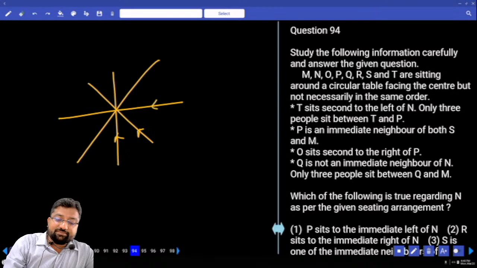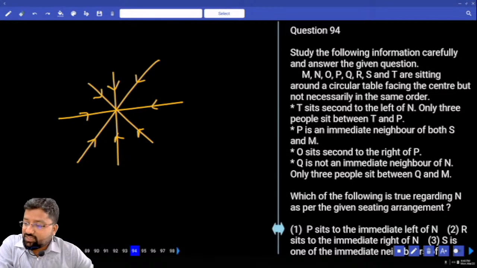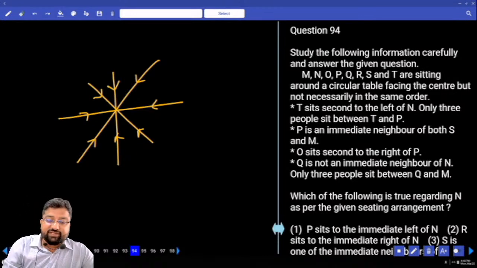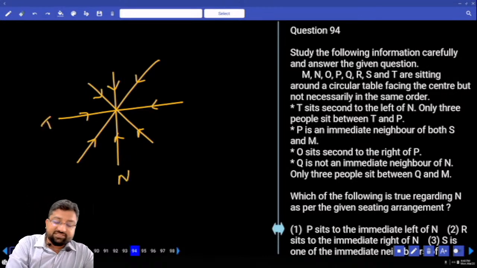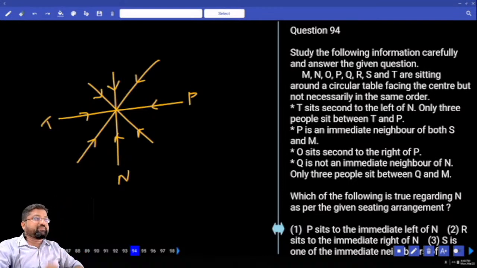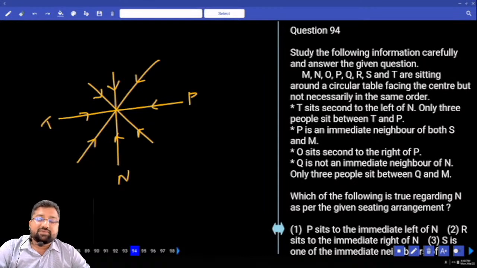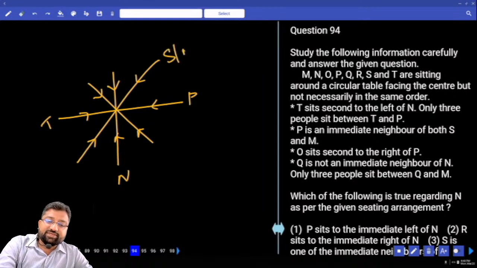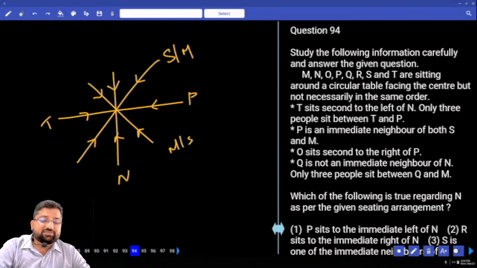And what did he tell us? T sits second to the left of N. Second to the left of N is T. 3 people sit between T and P. When there are 3 people between them among 8 people around a circular table, we have to consider those 2 people in opposite places. Next, P is an immediate neighbor of both S and M. M or S, S or M.